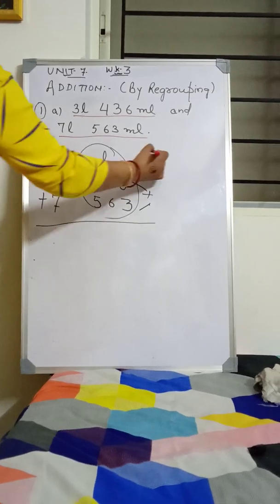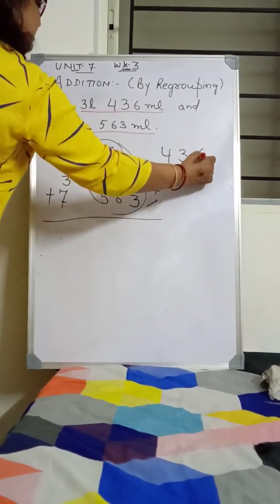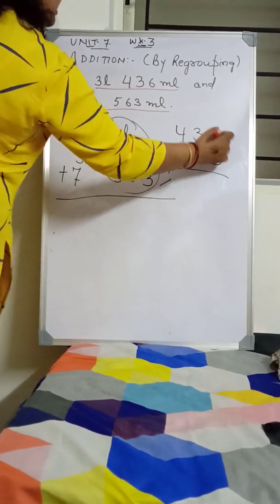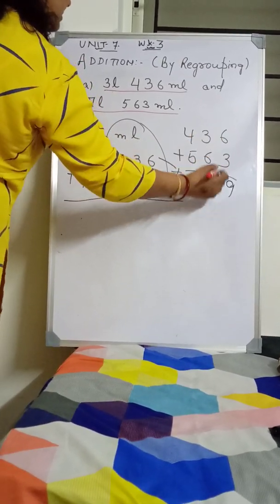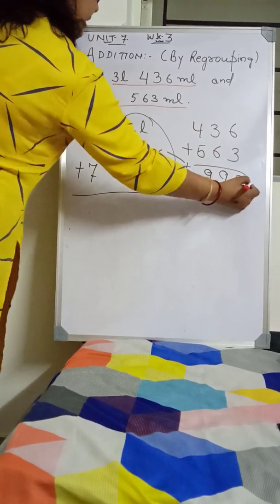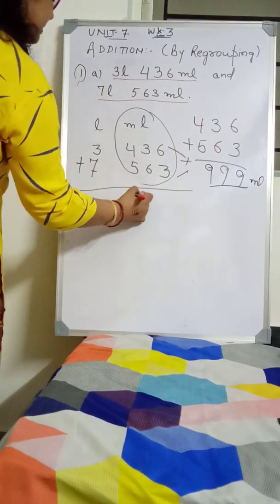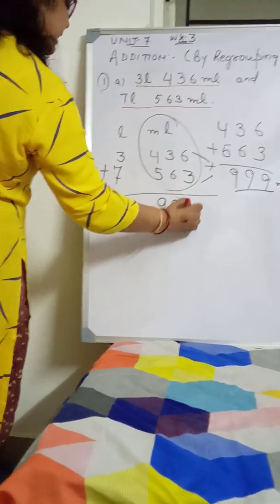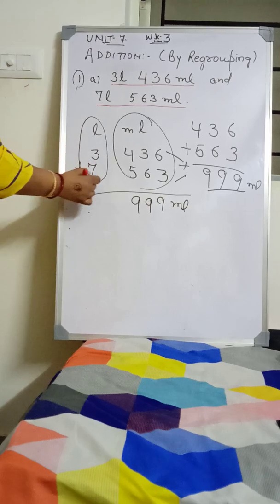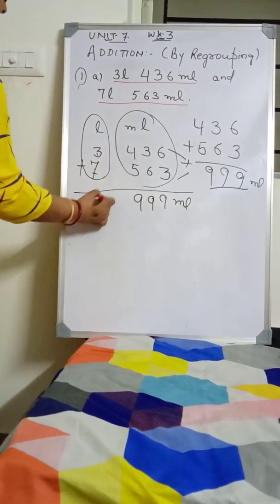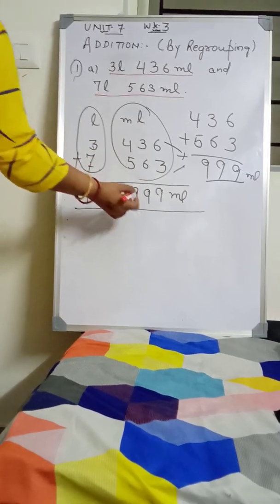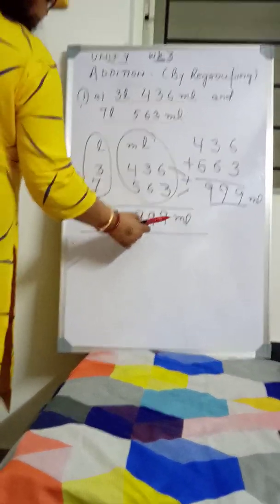Let's add 436 and 563. After addition, 6 plus 3 is 9, 3 plus 6 is 9, 4 plus 5 is 9. So it is 999 milliliter. Now let us add the liter section. 3 plus 7 is 10 liter. So the answer is 10 liter 999 milliliter.